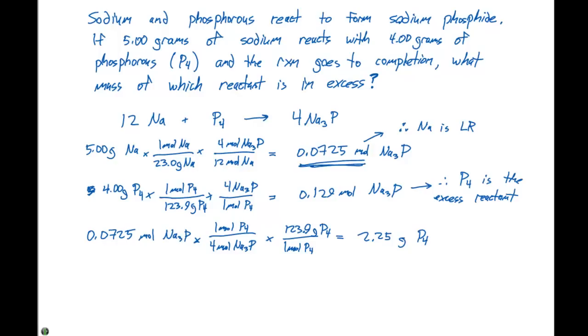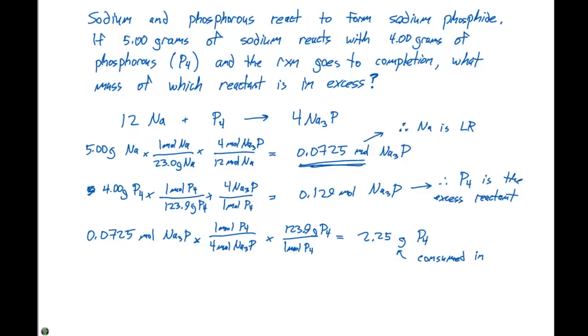And again, we want to express this in a sentence. What is this 2.25 grams of P4, and what does it mean? We can say that if 5.0 grams of sodium is fully consumed, it will take 2.25 grams of P4 to complete the reaction. So this is the amount of P4 that is consumed in the reaction when all of the sodium reacts.